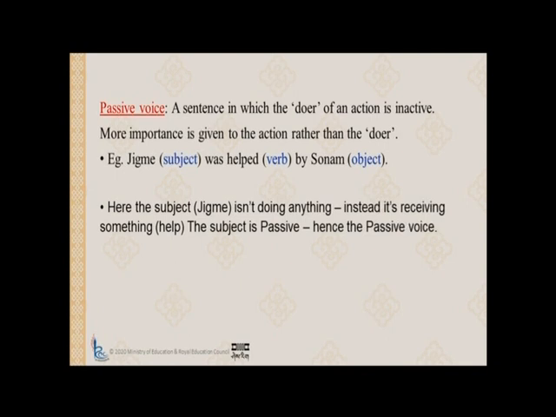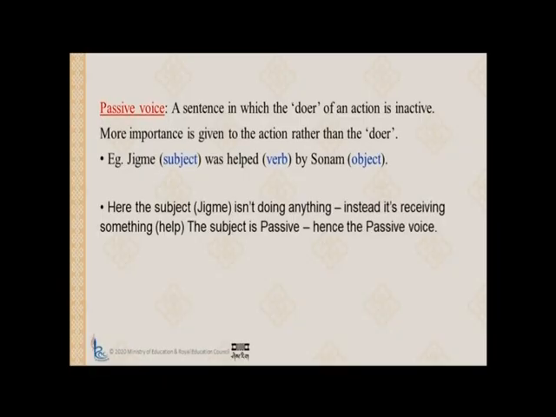In the example of the active voice, we saw that Sonam was the subject. But when we change the active voice into passive voice, Sonam becomes the object and Jigme becomes the subject, with to be and the past participle of the same verb. Let's see the example. Jigme was helped by Sonam.